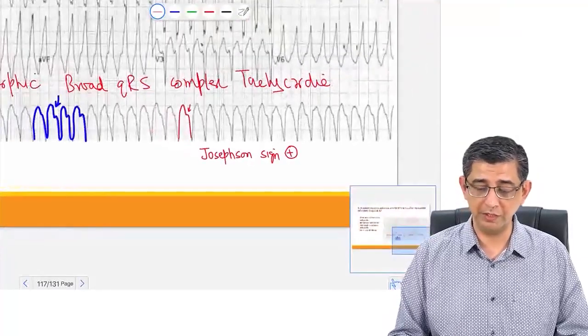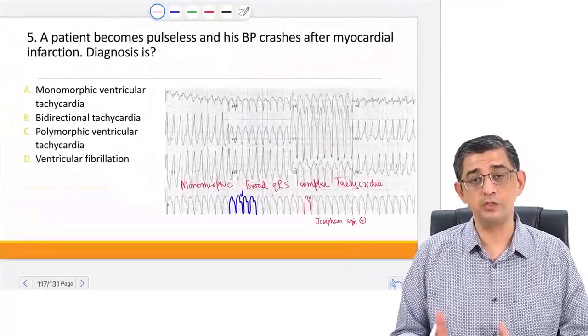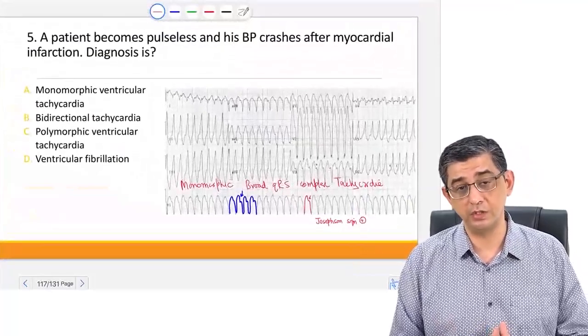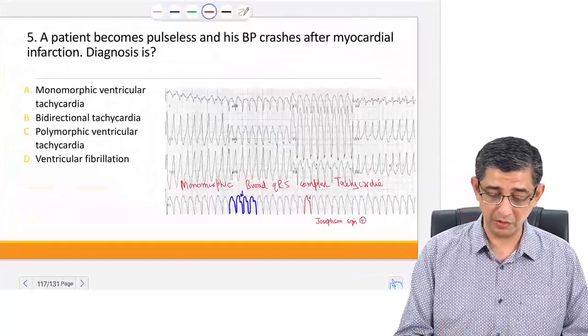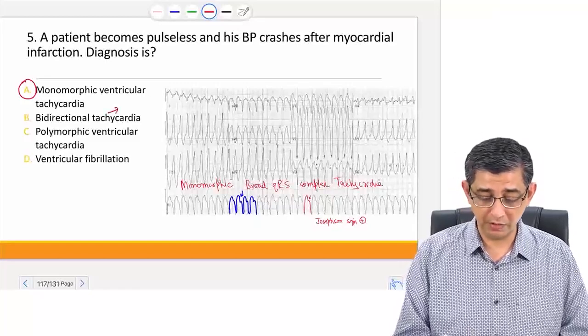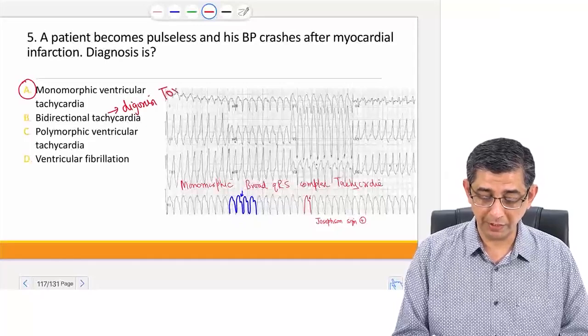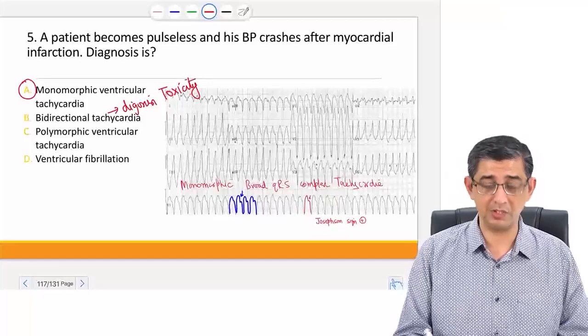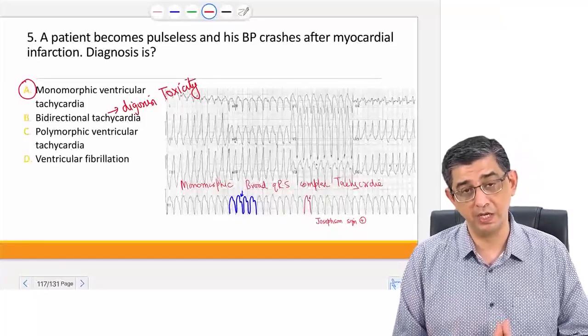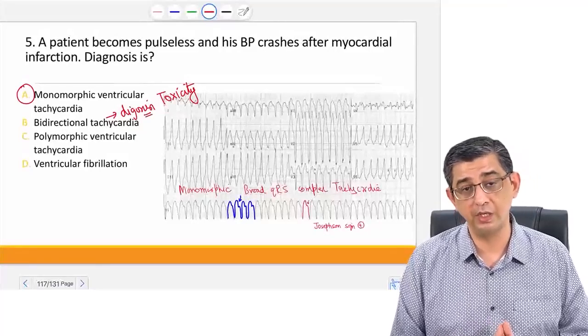This is a monomorphic VT, guys, and if it is a pulseless patient, then we will go in for a DC shock, and that would be a non-synchronized DC shock. The correct answer for this question is option A. Bidirectional tachycardia is always seen with digoxin, so you will always have a pediatric patient, because lots of times we use digoxin in heart failure for pediatric cases. So bidirectional tachycardia is very characteristic of what you read in digoxin toxicity.